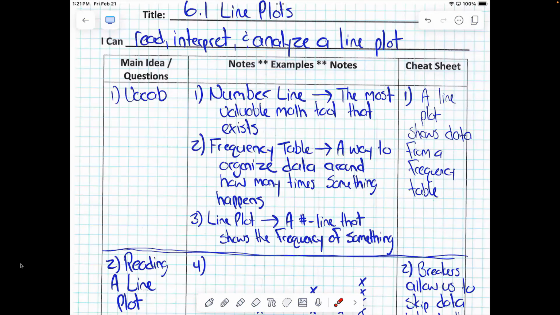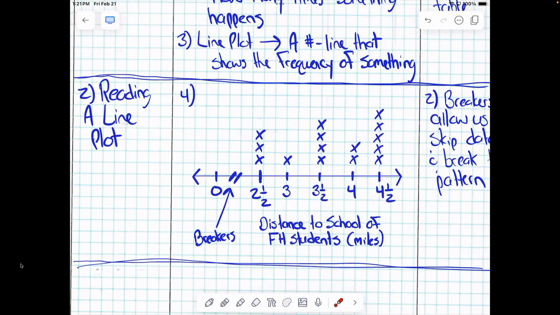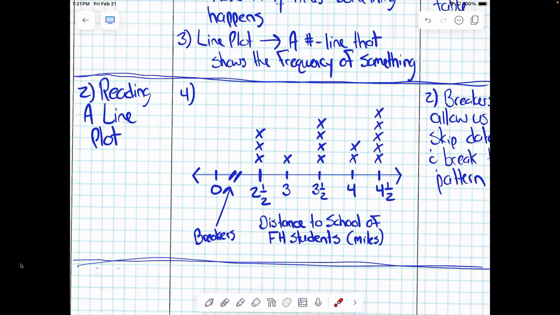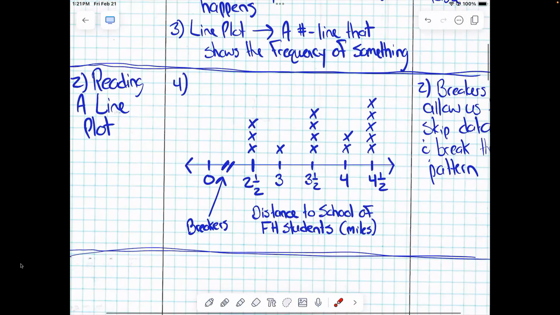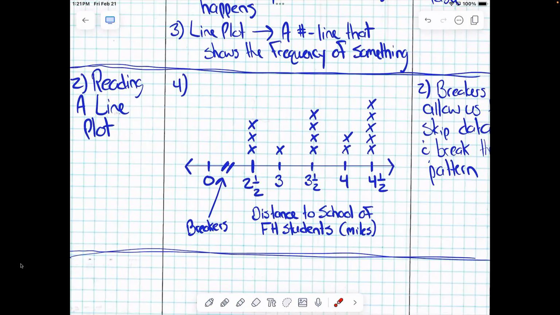Line plot, we're just going to go down here. Is this a line plot, yes or no? Yeah, it's a line plot. A line plot's a number line. It's got some tick marks, yes? And then it has, in this case, X's. The X's show what? How many. I heard that right away. Somebody said, how many times? How many times something happens, yes? So in this case, we're talking about how far kids live from Forest Hills, yes?